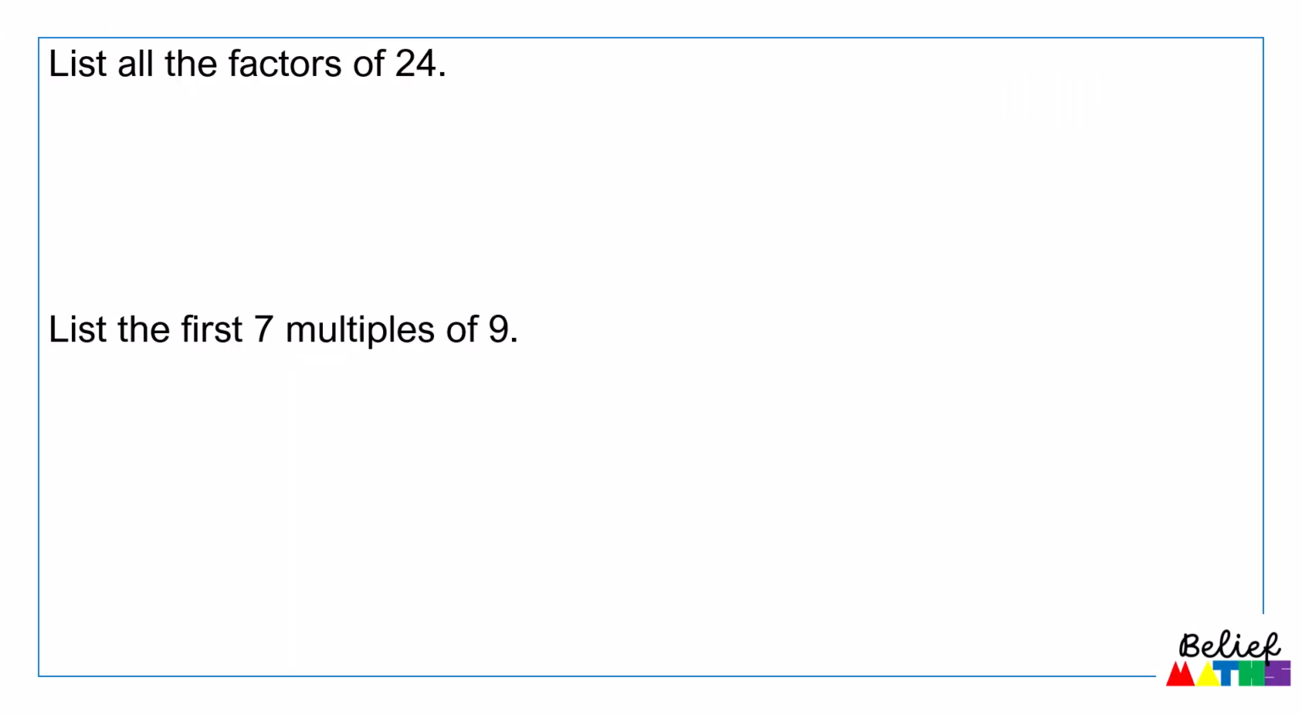So the first question here asks us to list all the factors of 24. When I find factors, I like to find them in pairs, and factors will always come in pairs together. So this is a good way to lay it out. We always start with the smallest one, which is 1 times 24. And if we do them in order and we increase them, we can see that it'll be 2 times 12, 3 times 8, 4 times 6.